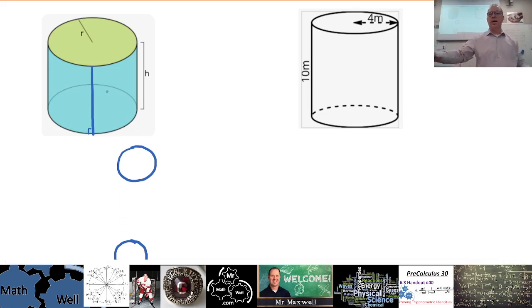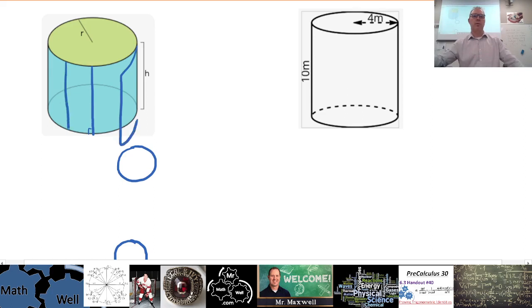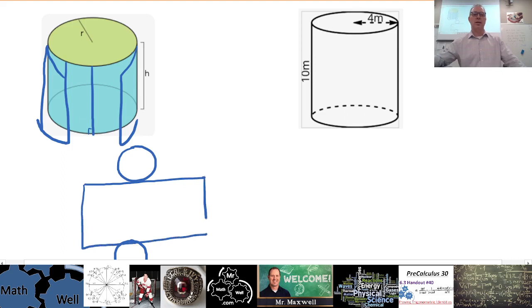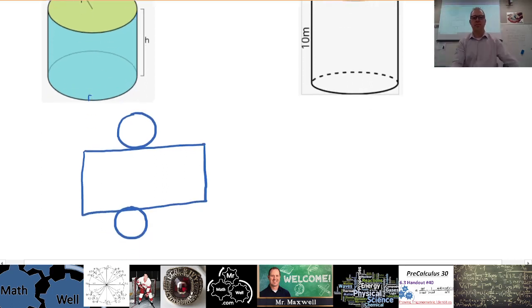A rectangle. Do you see that that's correct? If we cut this and opened it up, it would unwrap and form a rectangle. It's not a trapezoid, it's not a triangle or anything like that, but a rectangle. It would look something like this. So this is the net diagram for a cylinder: you've got the top and the bottom connected to a rectangle which represents the wraparound side.